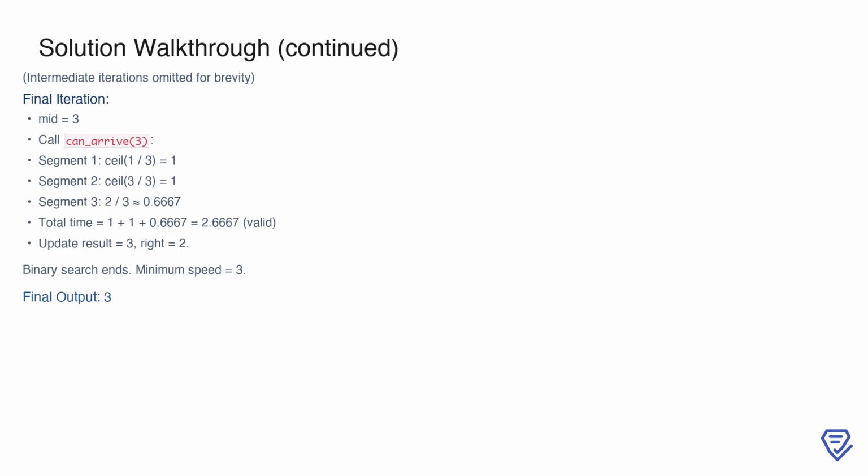Since this is valid, we update our result to 3 and reduce our right bound to 2, effectively ending the binary search. The minimum speed required to meet the condition is therefore 3. This concludes the calculation for this example, and the final output is 3.